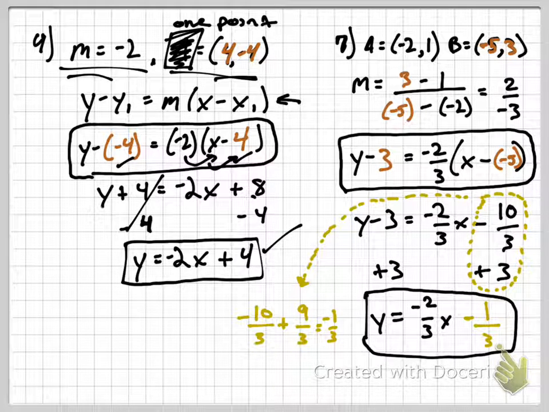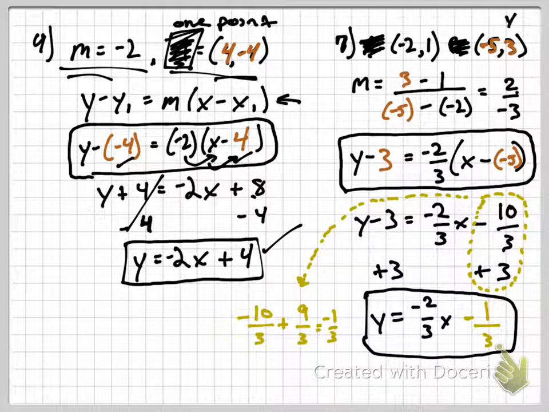Now, when you're given 2 points, again, this is just point A, and this is just point B. We could have labeled them anything else. If you want to ignore them, you can. We have 2 points, (-2, 1) and (-5, 3). And our slope is 3 minus 1, which is 2, over negative 5 minus negative 2, which is negative 3.